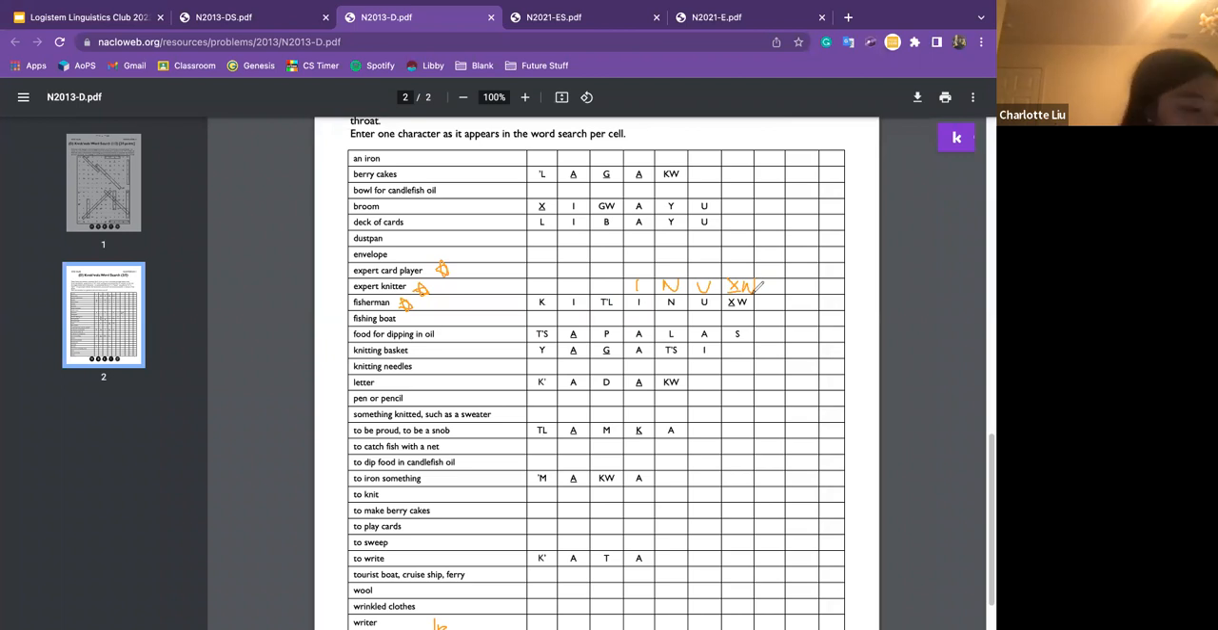Another example will be for something that you are using. So you are using an iron, and then you're using knitting needles. You're using a pen or a pencil. You're using a deck of cards. And you're using a broom. So all of these end in AYU. So you just do the same thing and eventually you'll have all of them filled in.